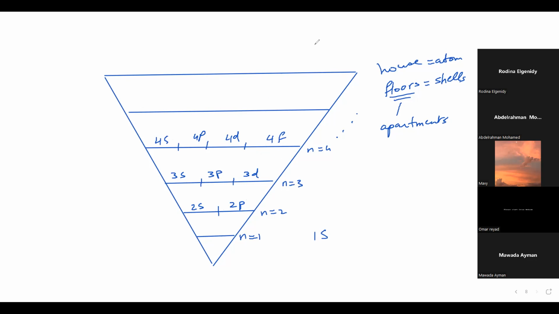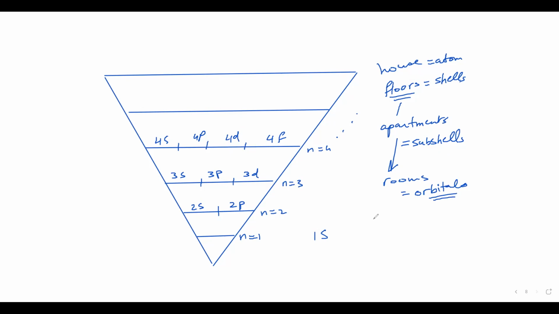So we imagine that the atom is like a house, the shells are the floors, and the apartments are the subshells. Each floor consists of a number of apartments. These are the subshells. Now, inside each apartment, we have rooms. These rooms are the orbitals. The rooms correspond to the orbitals. Understand now? Can you imagine it now?